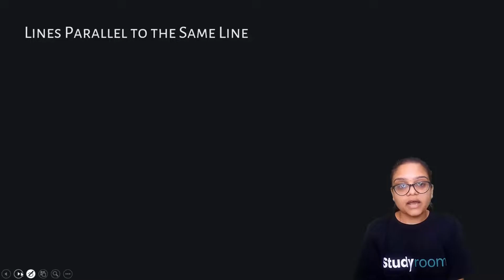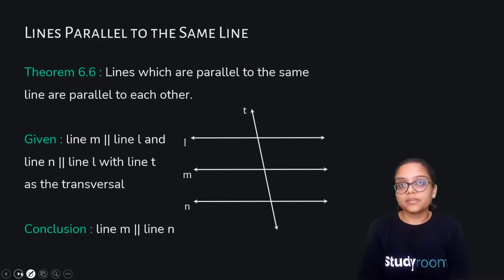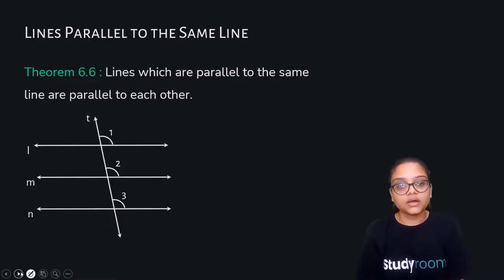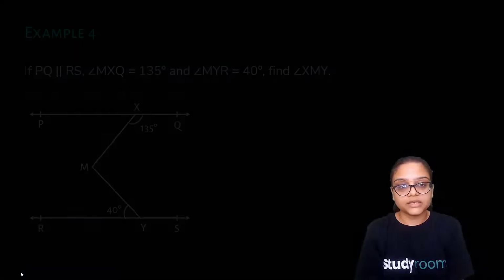Okay. If two lines are parallel to the same line, then they are parallel to each other. Suppose that L is parallel to M, and N is also parallel to M. So L and N are both parallel to each other. Okay. Now, lines which are parallel to the same line are parallel to each other. How it is proved, I can show you.